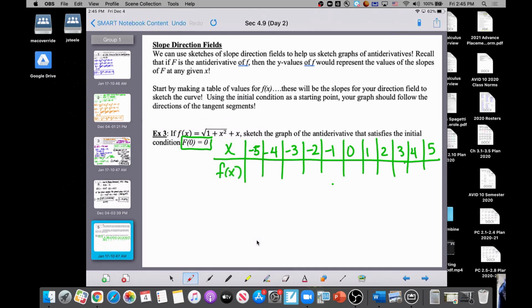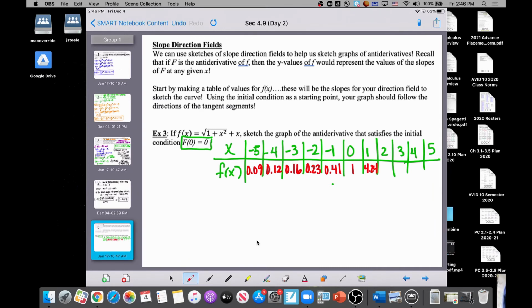So when you plug in -5, we get 0.09. When we plug in -4, we get 0.12. When we plug in -3, we get 0.16. When we plug in -2, we get 0.23. When we plug in -1, we get 0.41. When we plug in 0, we get 1.